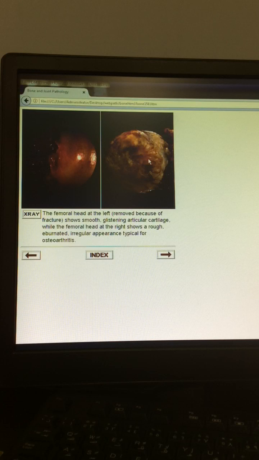First, in this picture, you can see two femoral heads, one at the left and one at the right. The femoral head at the left has a smooth, glistening articular cartilage, right? Because this femoral head was actually removed due to a fracture, and there was a femoral head replacement, so it is actually normal, its surface is smooth and the architecture is regular and healthy. But here at the right, you can see that the femoral head is irregular, thick, and rough, because this femoral head is involved by the process of osteoarthritis.